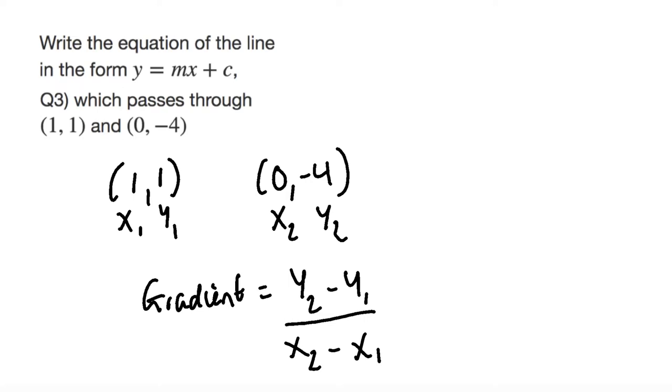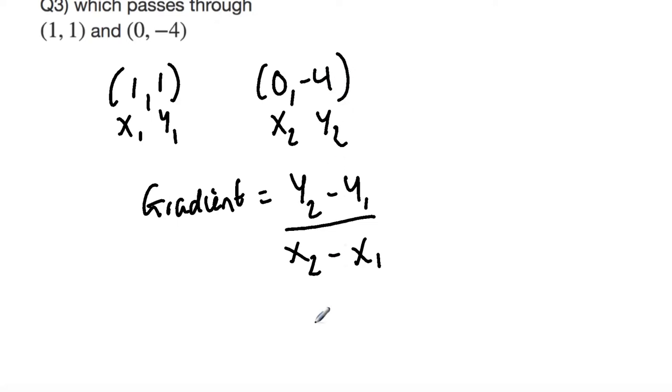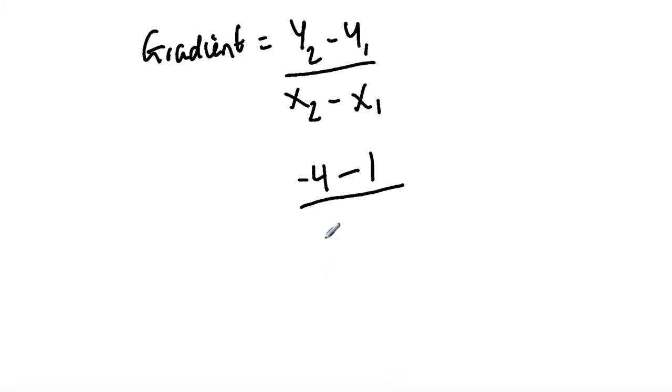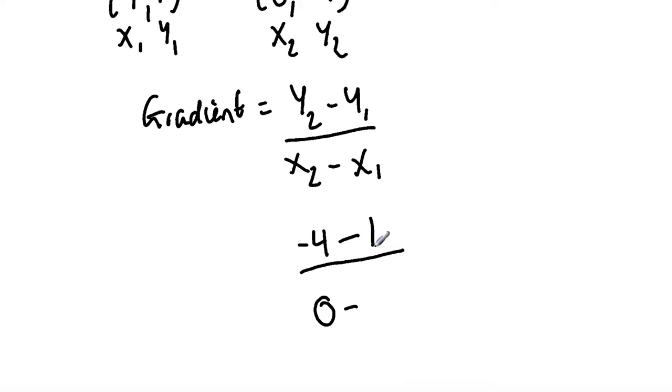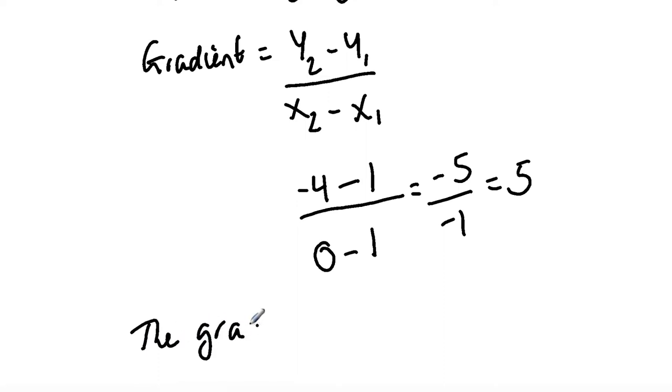I'm then going to substitute these values into this equation to work out the gradient. So y2 is minus 4, so we have minus 4 minus y1, which is 1, over x2, which was 0, minus x1, which was 1. So again, I'm just going to simplify it. Minus 4 minus 1 is minus 5. 0 minus 1 is minus 1. Minus 5 divided by minus 1 is 5. So the gradient is 5.